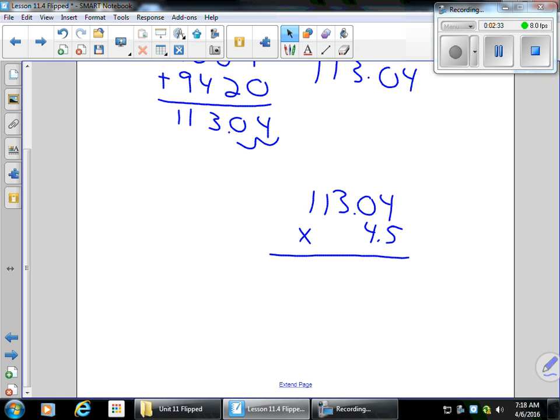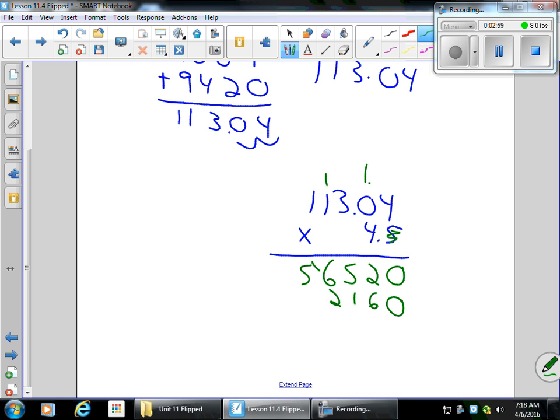4 times 5 is 20. 5 times 0 is 0 plus 2. 5 times 3 is 15. 5 times 1 is 5, plus 1 is 6. 5 times 1 is 5. Go ahead and erase. Place value holder, got a 0 here. 4 times 4 is 16. 4 times 0 is 0 plus 1. 4 times 3 is 12. 4 times 1 is 4, plus 1 is 5. And then I have 4 times 1 is 4.